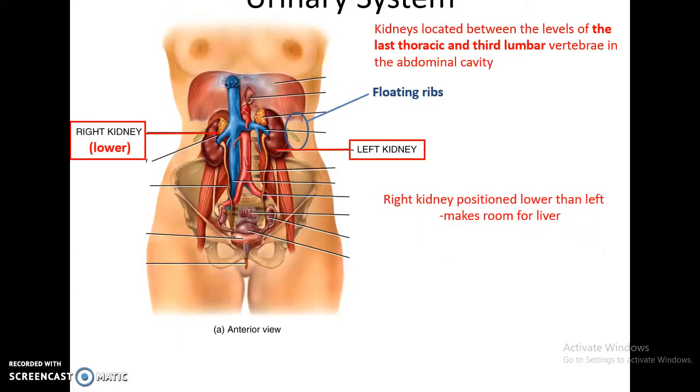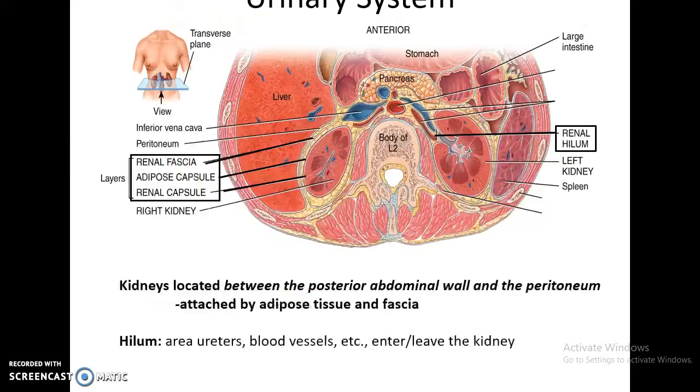So the kidneys are located between the levels of the last thoracic and third lumbar vertebra, so they're in this approximate area underneath the diaphragm. They are protected partially by the floating ribs, and it turns out the right kidney is slightly lower than the left kidney, and this is because the liver is a really large organ and the right kidney gets pushed down a little bit to make room for the liver.